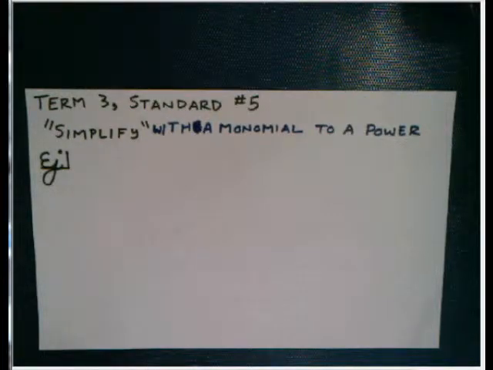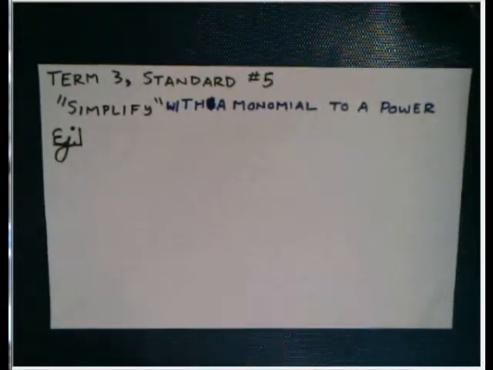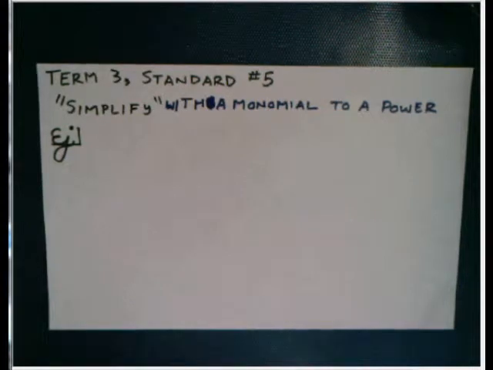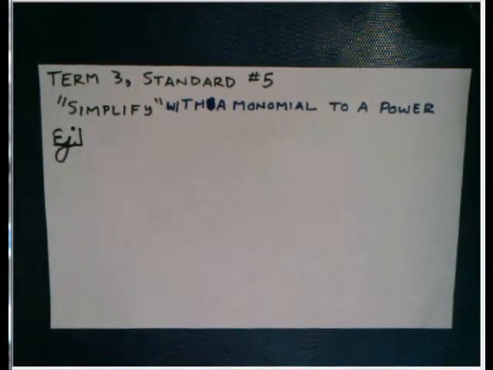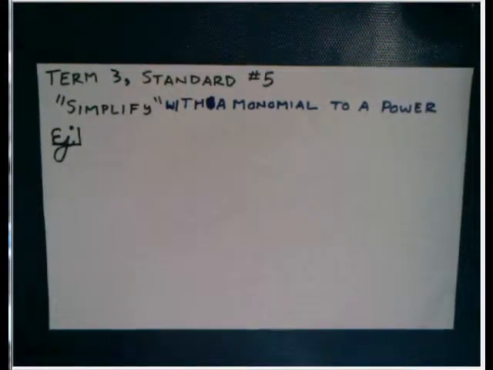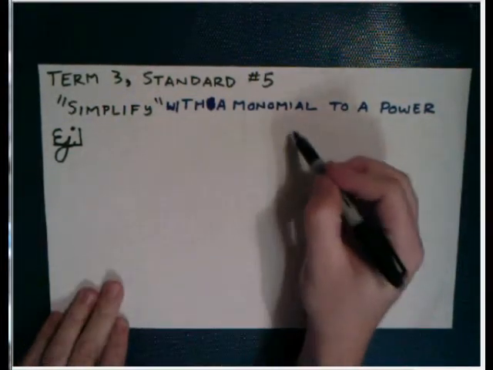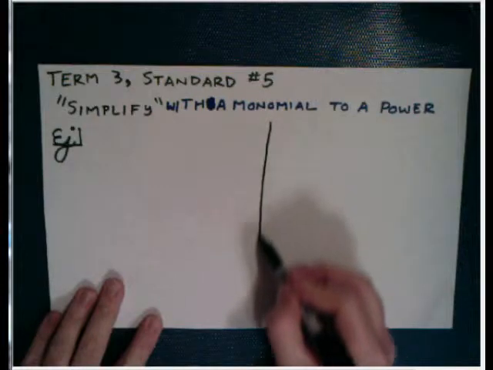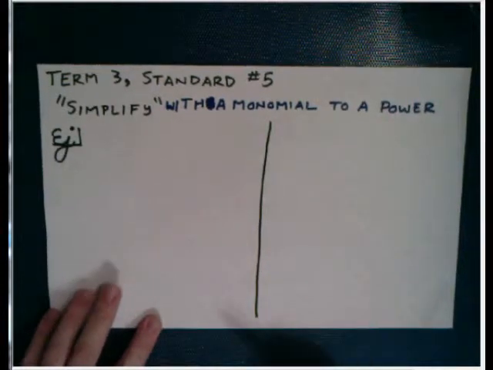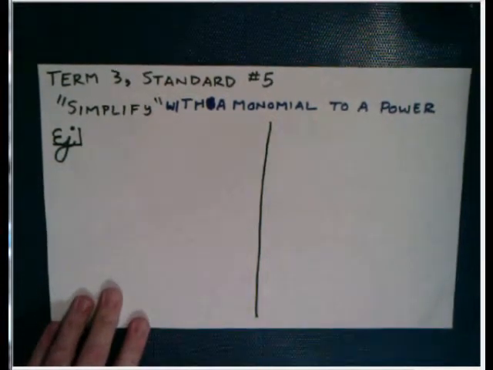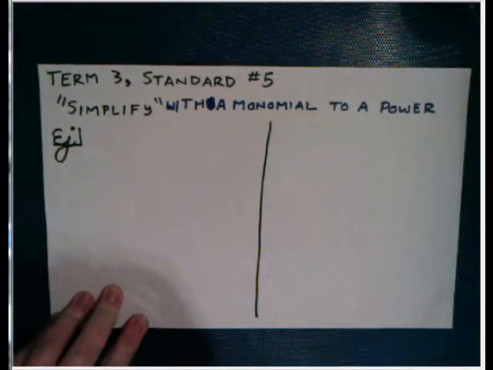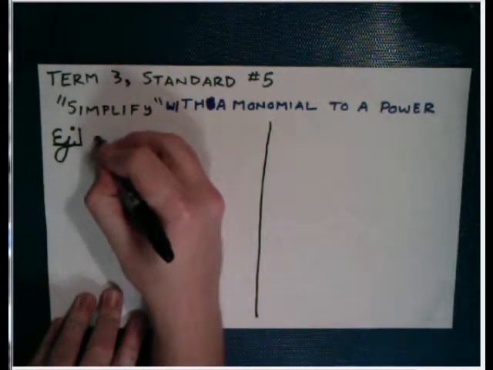And this time I'm going to be covering standard quiz question number 5, in which students must simplify an expression with a monomial to a power. Before I start and explain some of the stuff, I'm going to give you an idea of what the problem looks like, and then over here I'll talk about some of the strategies and facts about exponents that I'm going to use to make this work. So first let me just write out an expression here.